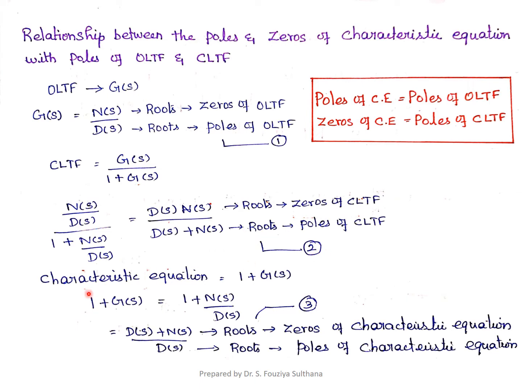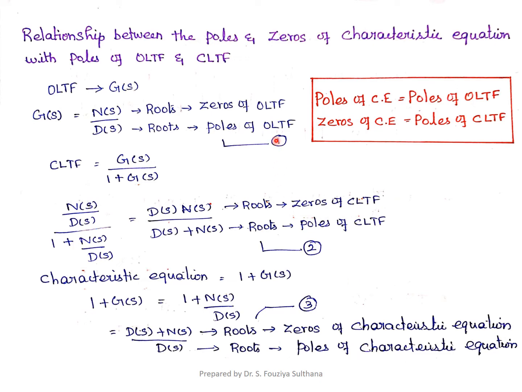Now the characteristic equation is represented by 1 plus G of S. Substitute the value of G of S in this equation. We will get D of S plus N of S divided by D of S. So the roots of the numerator will give the zeros of the characteristic equation and the roots of the denominator will give the poles of the characteristic equation.